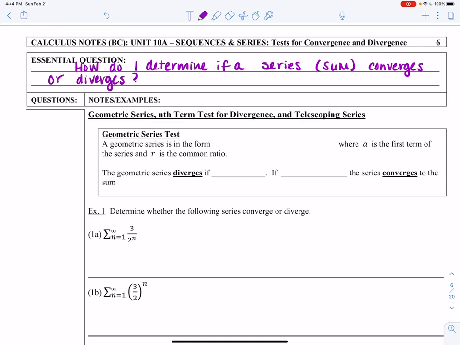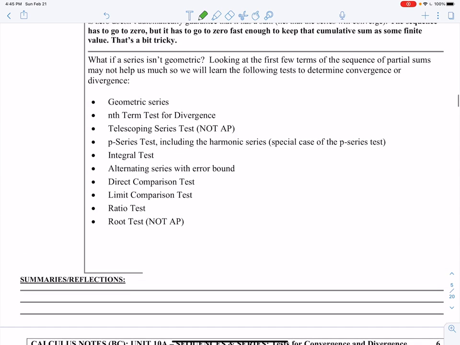So last time we talked about whether a sequence converged or diverged, and today we're going to be starting our list of series tests. Now, if you remember from last class, I mentioned that these are going to be the tests that we use for series.